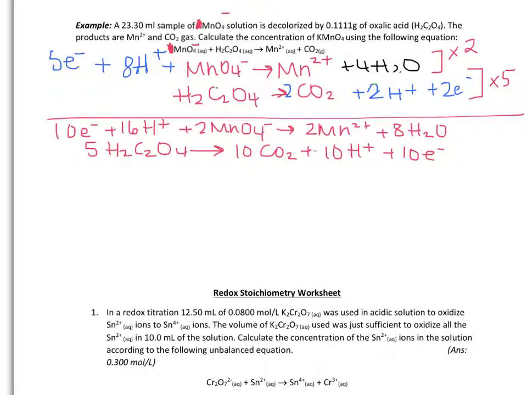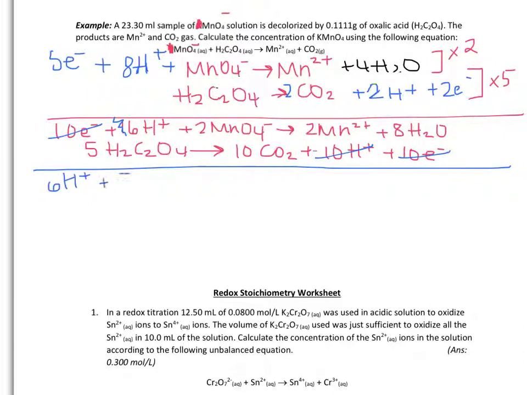Now we need to cancel whatever we can cancel. 10 electrons and 10 electrons cancel. We also have to see if there's anything that we can simplify. We can get rid of all 10 of those hydrogens, and that will leave us with just 6 on that side. So my overall balanced equation, we have 6 H positive plus 5 H2C2O4 plus 2 MnO4 negative goes to 10 CO2 plus 2 Mn2 positive plus 8 H2O.